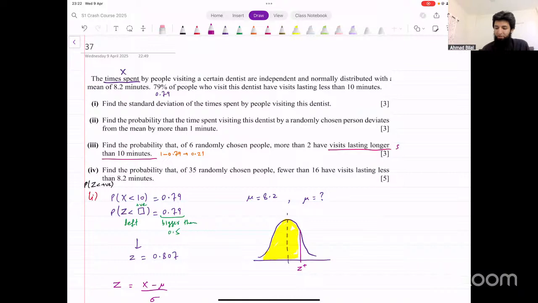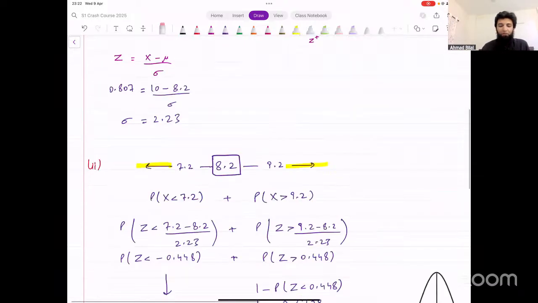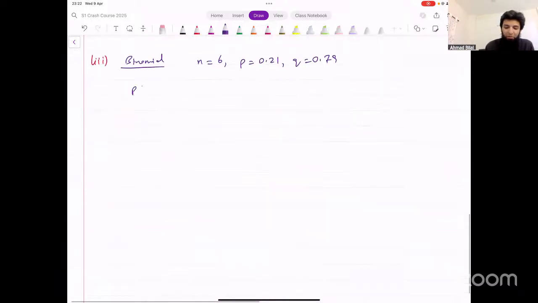Because this was the criteria for success. Okay. Now, what probability is it that we're looking for? Probability of getting more than 2 successes. More than 2 successes. What does that mean? We want the probability of having more than 2 successes.